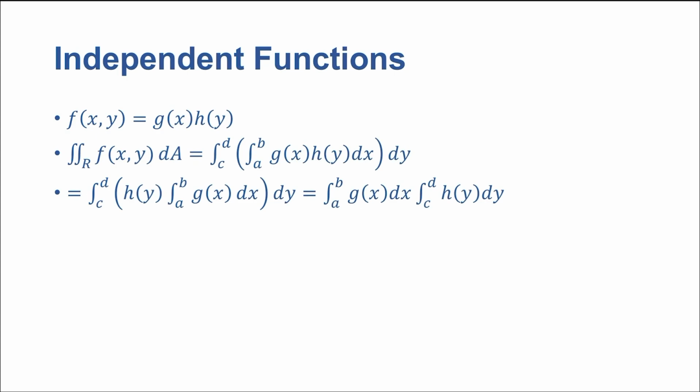So now we're able to separate all of this such that the integral over our region is equal to the integral between a and b of g of x dx times the integral between c and d of h of y dy. So we've been able to separate these, and that makes things a lot easier when we can separate our function into a product of functions of x and functions of y.